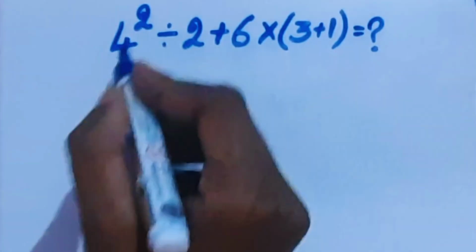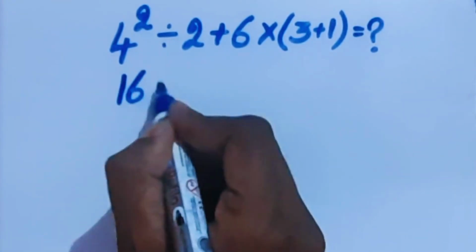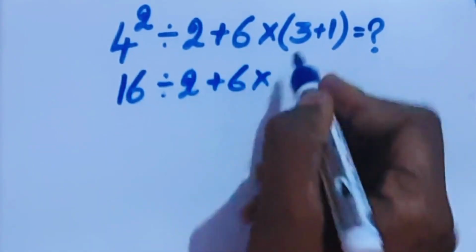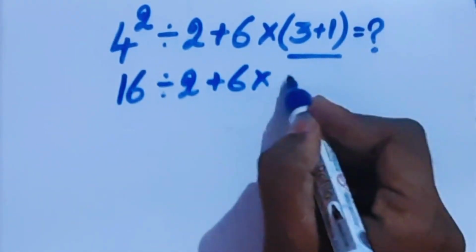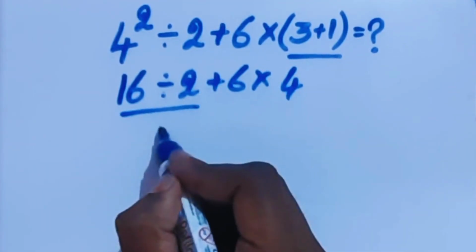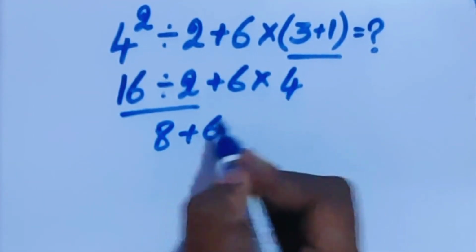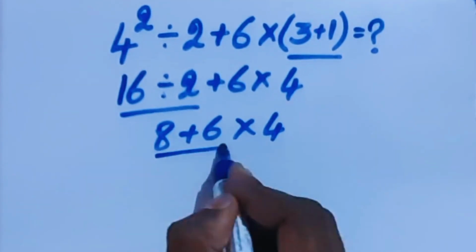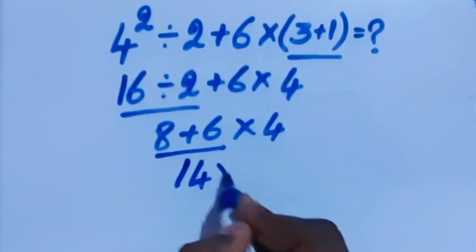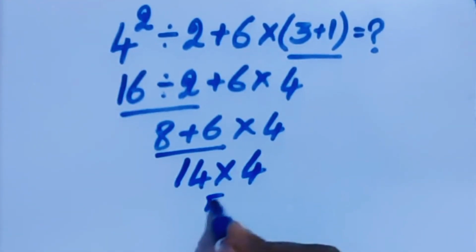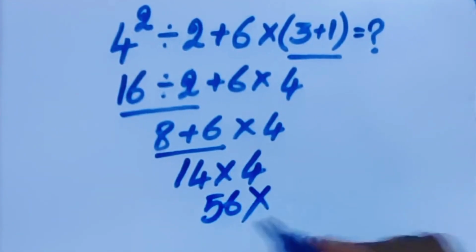Hi guys, here 4 square is 16 divided by 2 plus 6 times this, 3 plus 1 is 4. Here 16 divided by 2 is 8 plus 6 times this 4. Here 8 plus 6 is 14 times this 4. Here 14 times 4 is 56, which is the wrong answer.